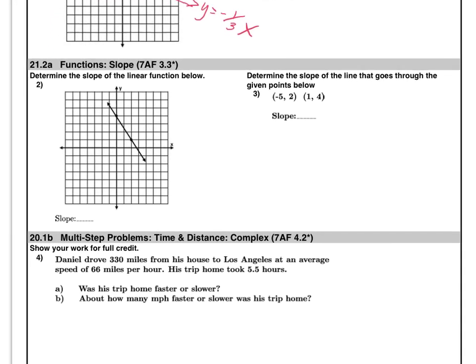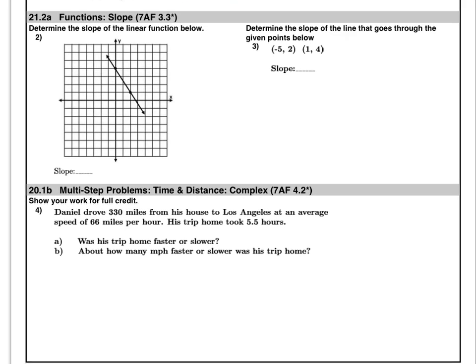Okay, let's move on to number 2. And number 2 says to determine the slope of the linear function. So they gave us 2 points. They gave us a point right here, and that's the point 2, 1. And they gave us this point up here, and that's the point 0, 4.